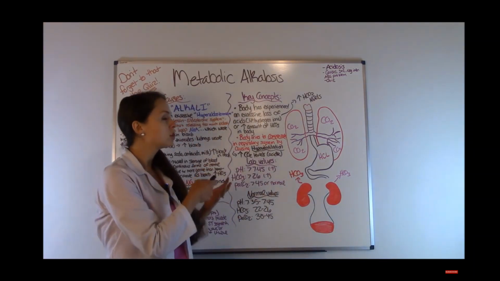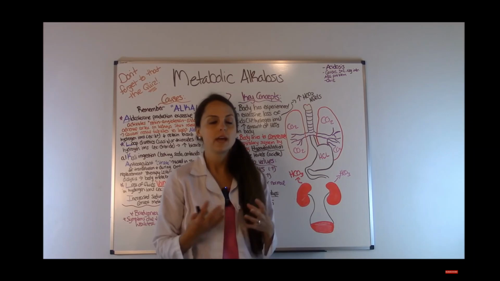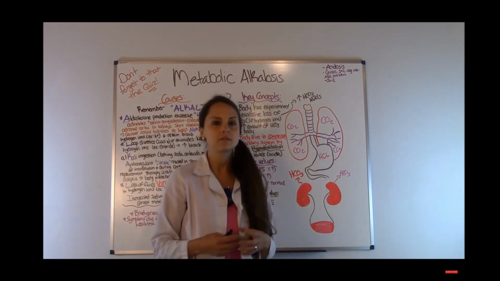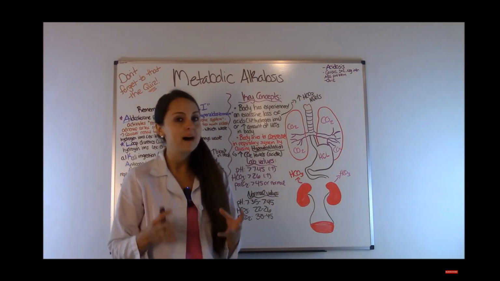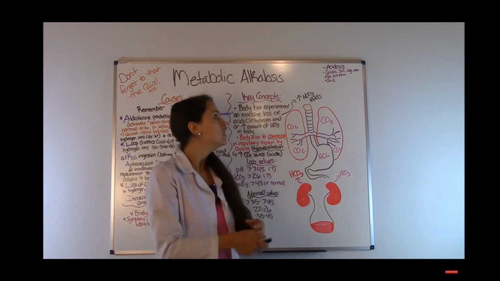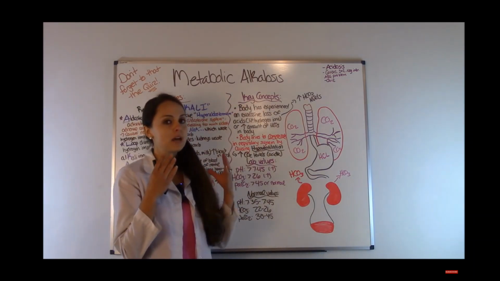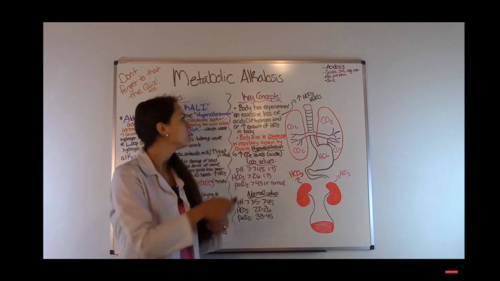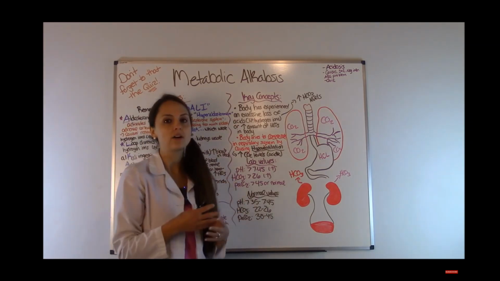So in metabolic alkalosis, we have a metabolic problem going on. In the respiratory, we had respiratory issues. We had CO2 issues, buildup or depletion of CO2. But in metabolic, we're talking about bicarb, HCO3, which your kidneys are responsible for. So what's happening whenever a patient is going into metabolic alkalosis is usually because the body has experienced an excessive loss of hydrogen ions, of acids.